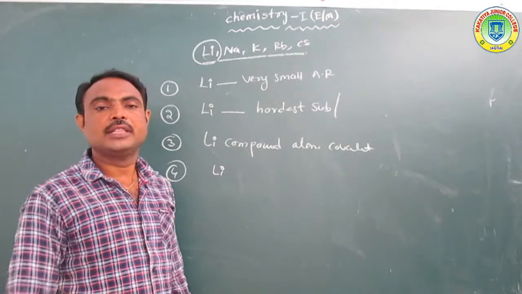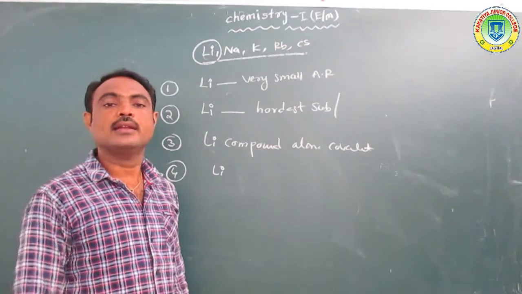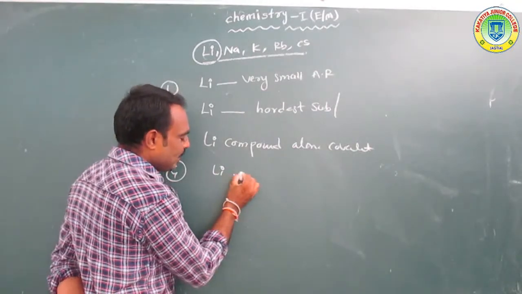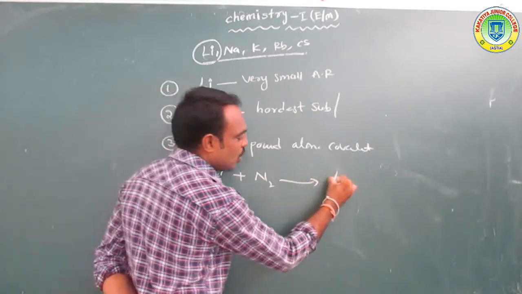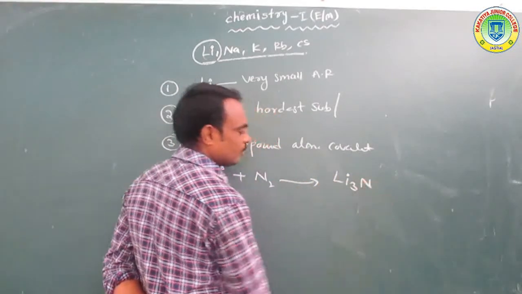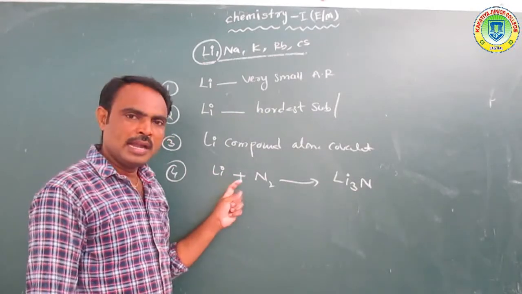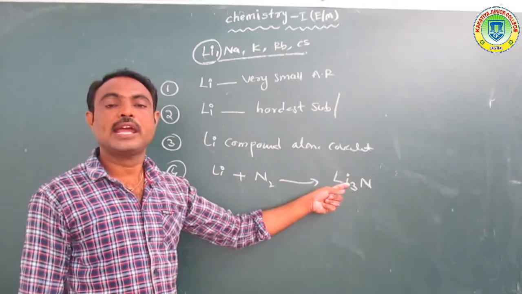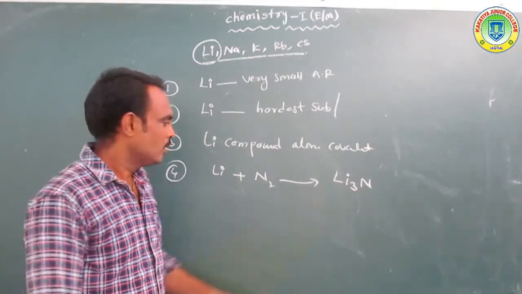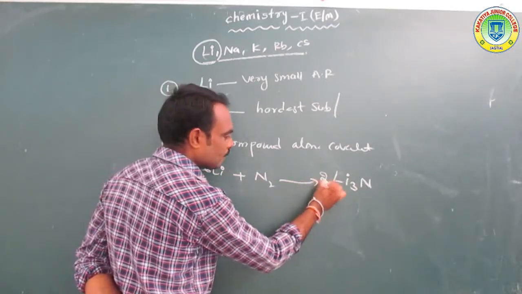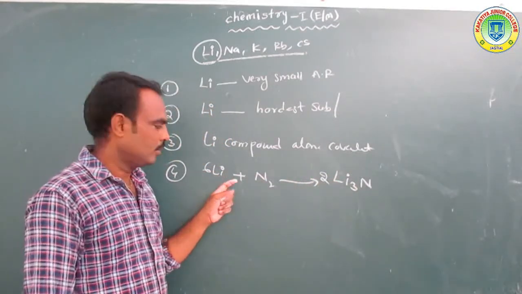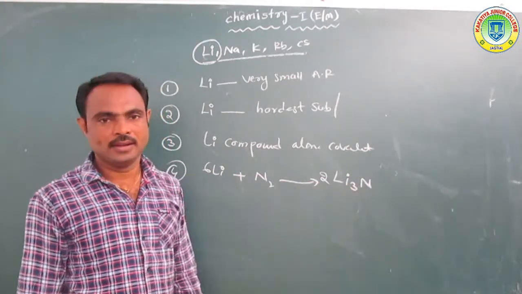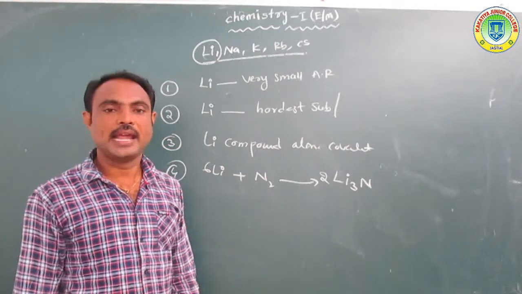Next, the fourth one: lithium directly reacts with nitrogen to form its nitride. Suppose lithium reacts with nitrogen to form Li3N, lithium nitride. Overall, 6 Li plus N2 gives rise to 2 Li3N, lithium nitride.